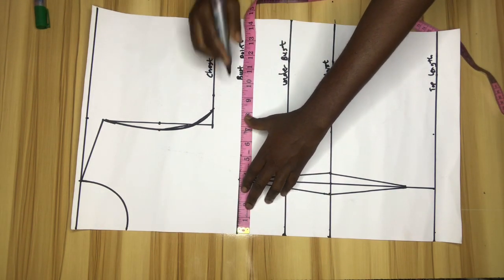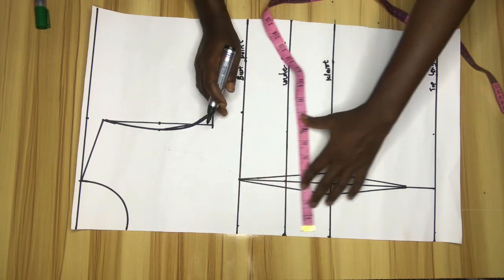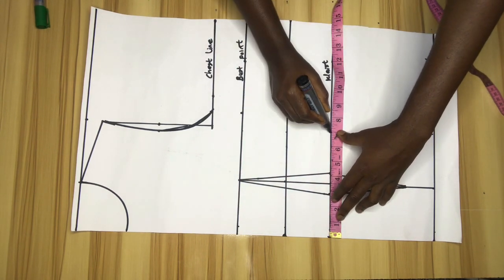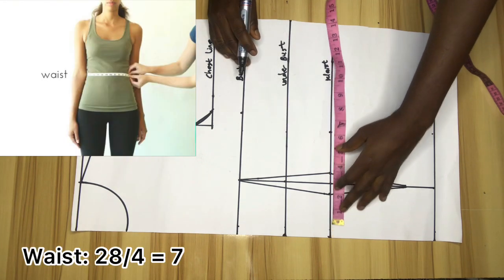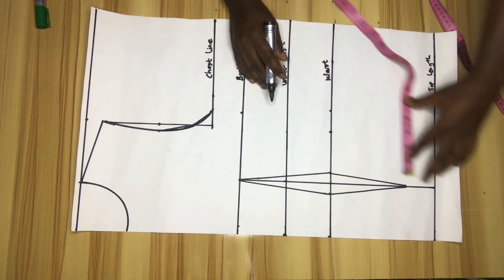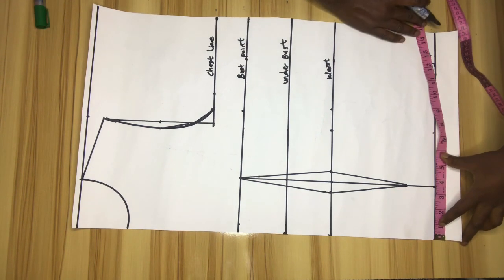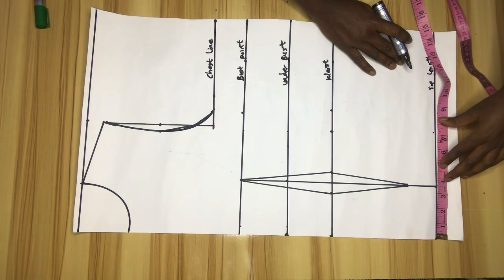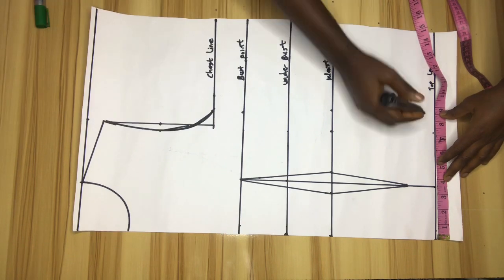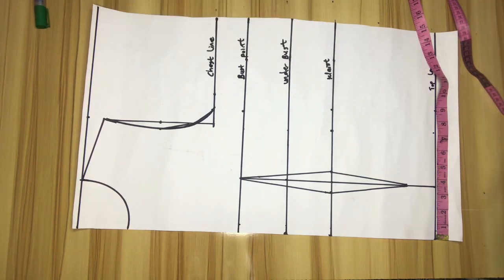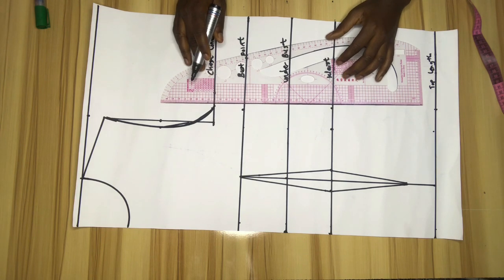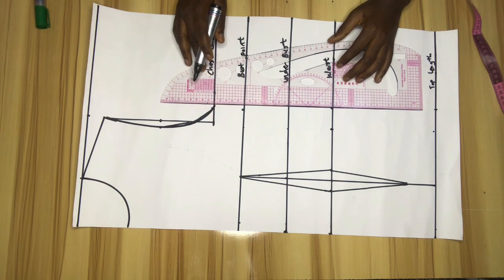So I'll go ahead to mark my bust divided by 4 on my bust line, and then I'll also mark my waist divided by 4, which is 7. I'll replace the darts on the dart legs. I got 1.5. I'll mark that down, and then I'll go ahead on my top length and measure my hip measurements divided by 4 and mark it on the top length line. So after that, I'll just go ahead to connect the points with my ruler.